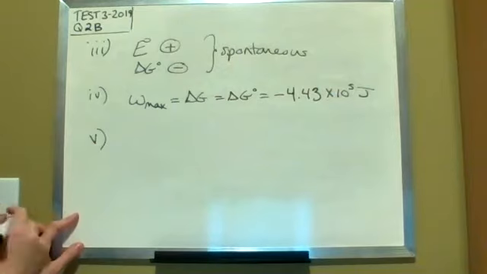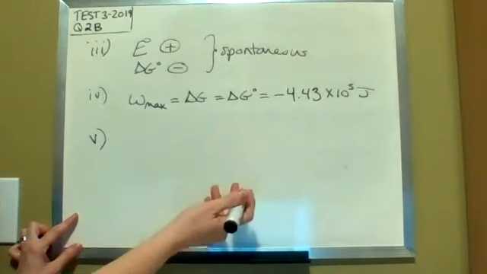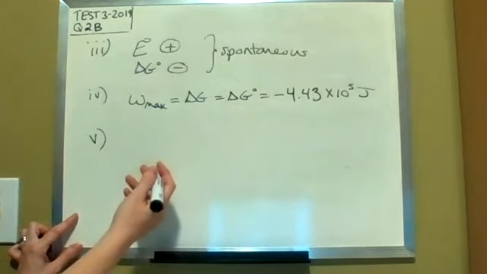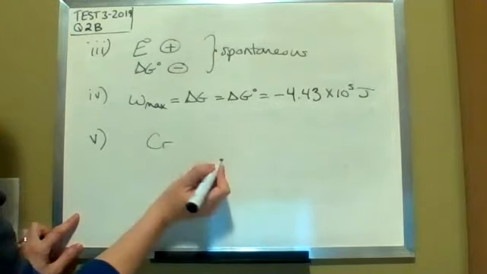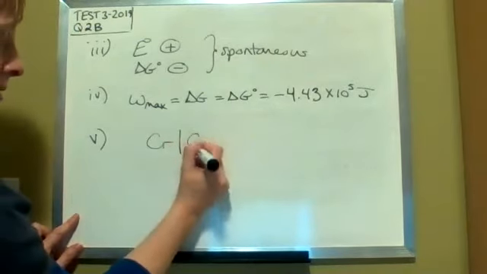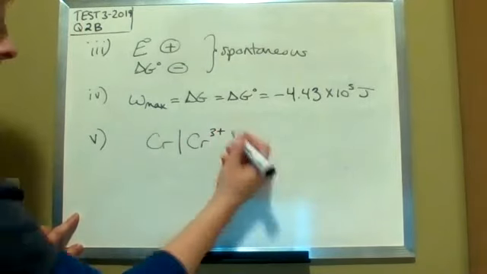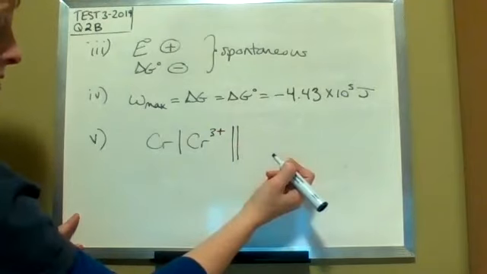And finally, part 5, the cell notation. How are you to write this out in short form? Remember, you always have anode first going to cathode. At our anode, that's the oxidation reaction, chromium going to chromium 3+. We always separate the different phases with vertical lines. So chromium going to chromium 3+, then a physical divide, also a salt bridge in there.